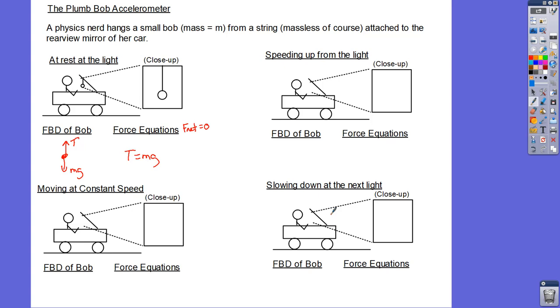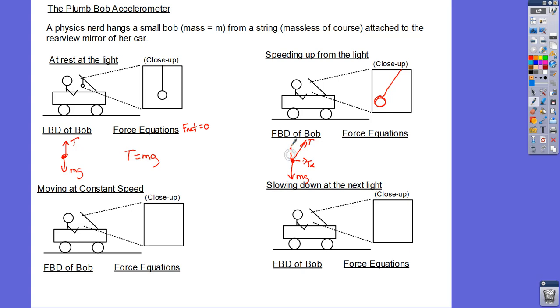So if you're speeding up, the plumb bob is not going to hang straight down. The plumb bob is going to end up at an angle, if you think about that. Kind of makes some sense. It has some inertia. So when we look at this, the free body diagram of the plumb bob looks a little different. So when it comes to these force equations, using our strategy here, T is at an angle, so I want to think about components.